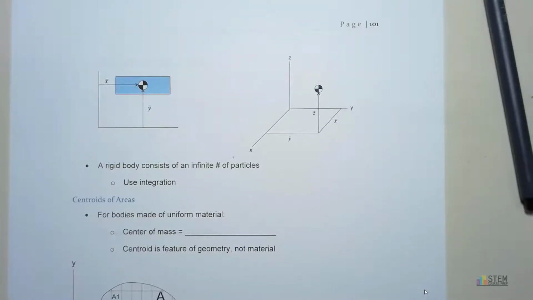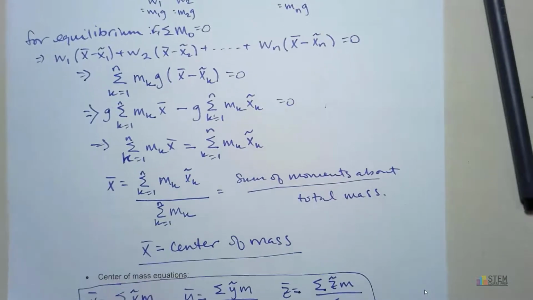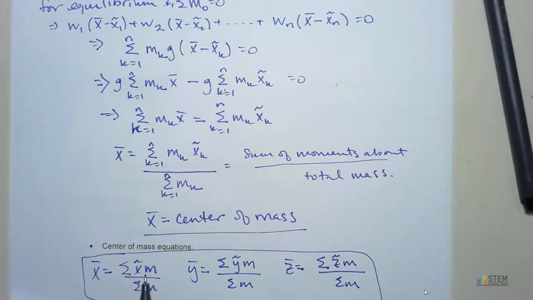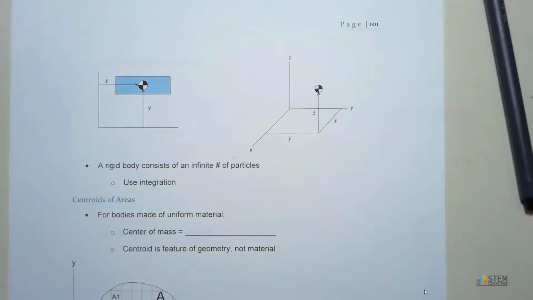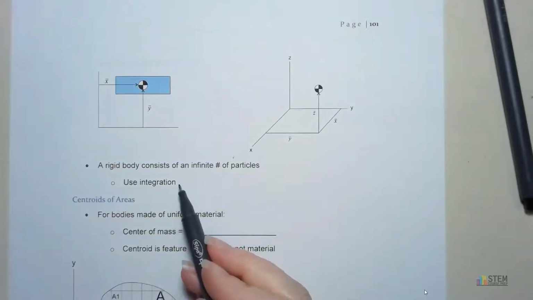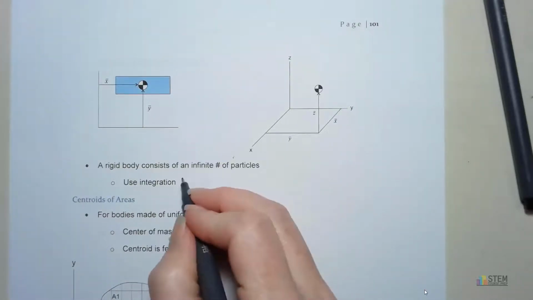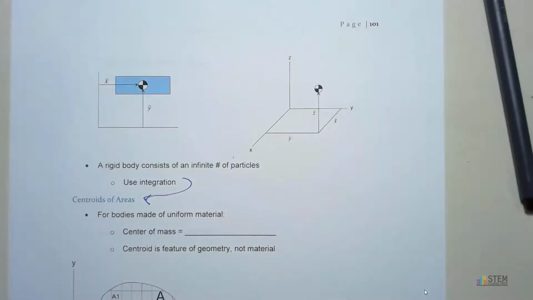Now the problem is we're dealing with rigid bodies. A rigid body is going to have an infinite number of particles. So are you really going to be able to sit there and do all of these calculations for an infinite number of particles? Find x tilde times the mass for all of the particles? No, you're not going to be able to do that. So because of that, we're going to use integration, and that's going to lead us to centroids of areas. Okay, so let's talk about centroids of areas.